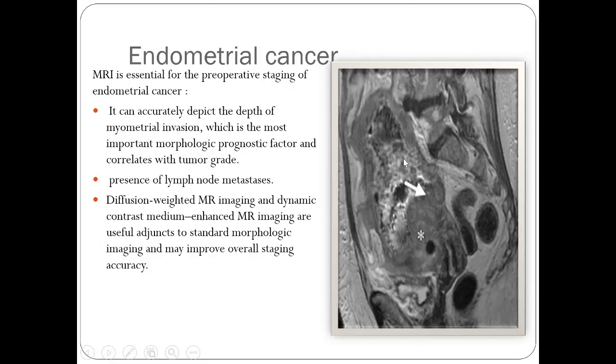Of course, this is a case where there is a mass in the lower uterine segment. This is the normal cervix, and this is the large mass in the lower uterine segment with subsequent hematometra above, and the uterus is markedly enlarged, as we see here.